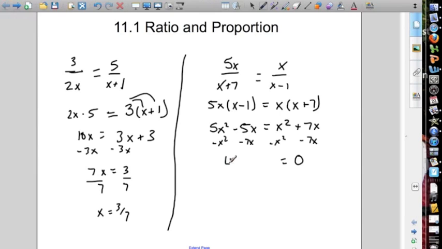And so on this side, I'd have 4x squared minus 12x. A lot of mistakes right here. Make sure you take care of that. Negative 5x minus 7 more x's, that's going to be negative 12x.